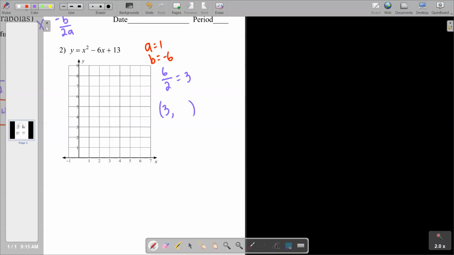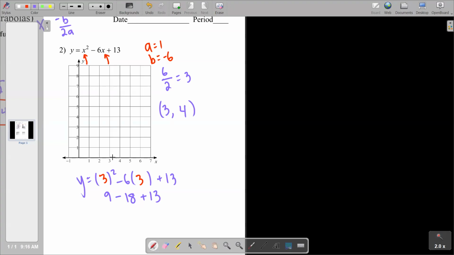And to figure out the something, you just put 3 back in place of the x's in the original problem. And so that's going to look like this. It's going to say y equals blank squared minus 6 times blank plus 13. And then in those blanks, you just put the 3. So you put a 3 here and a 3 here, and then you do math. 3 squared is 9, minus 6 times 3 is 18, plus 13. 9 minus 18 is -9, and -9 plus 13 is 4. So we know the vertex is at the point 3, 4.